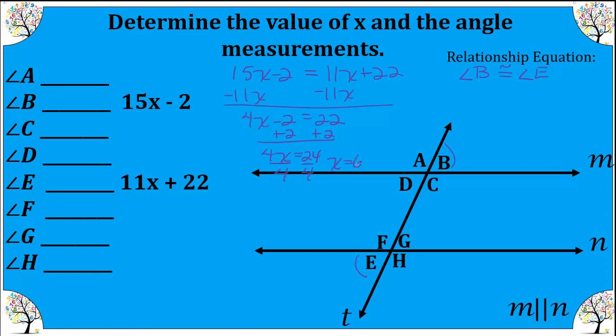X is equal to 6. So let's plug it in. I'm just going to use this one here. This expression, 11 times 6 plus 22. So this is angle E. I get 66 plus 22. This gives us 88. So B and E are 88.